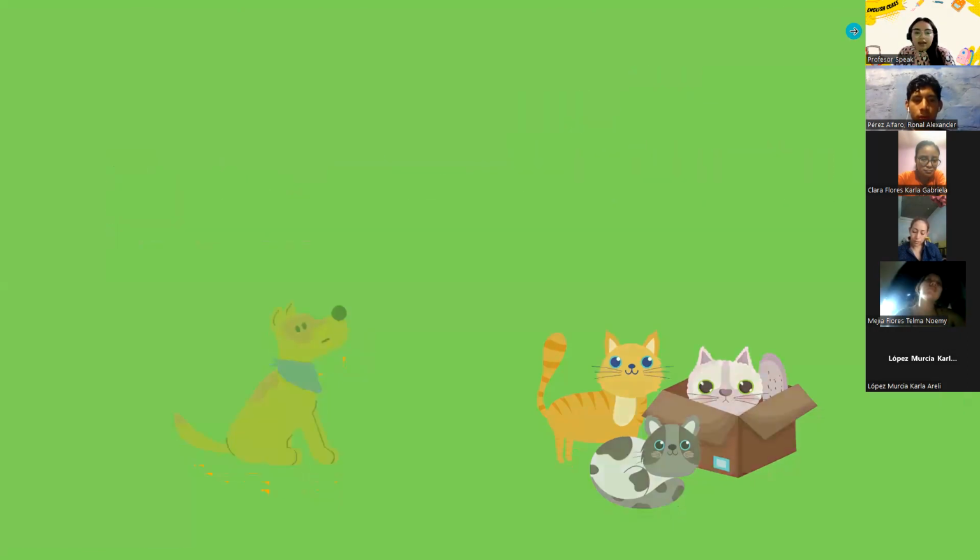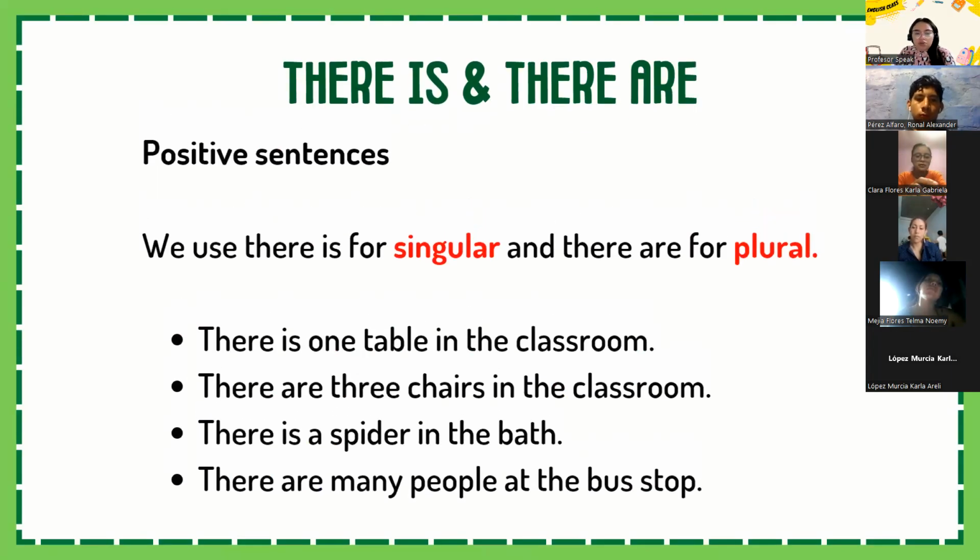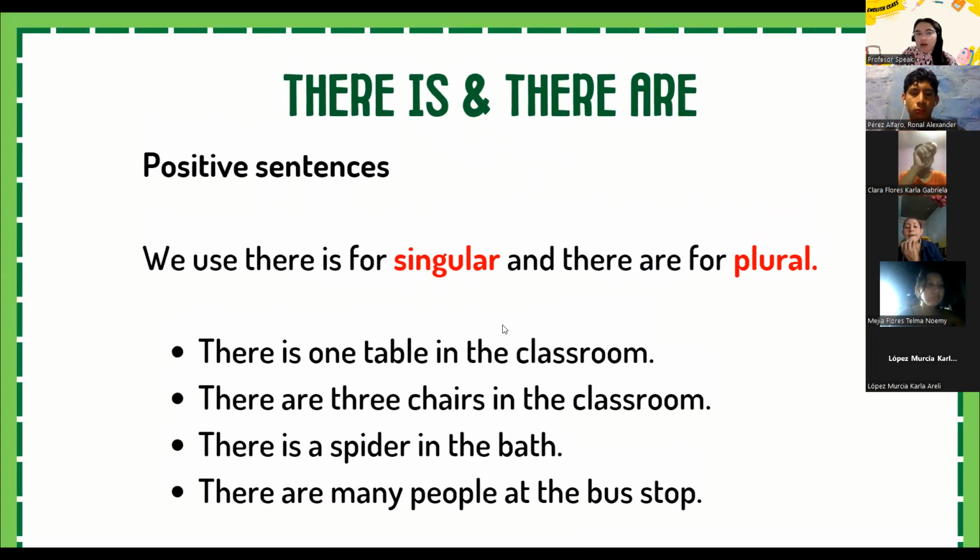Okay, and now let's take a look to positive sentences with there is and there are. It says we use there is for singular and there are for plural. Si se fijan, el is, acuérdense en el verb to be, es cuando hablamos de algo singular. Y there are siempre va a ser para algo plural. So there is, cuando hablo de la existencia de algo singular, and there are, cuando hablo de la existencia de algo plural. O sea que hay algo, all right?